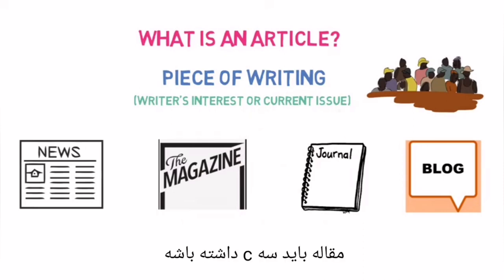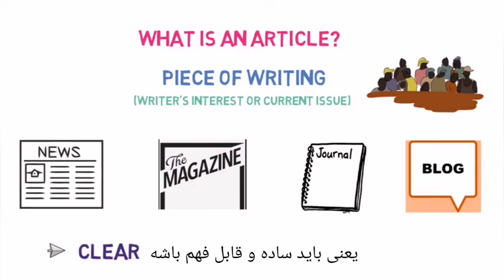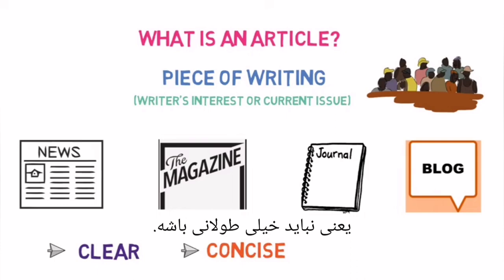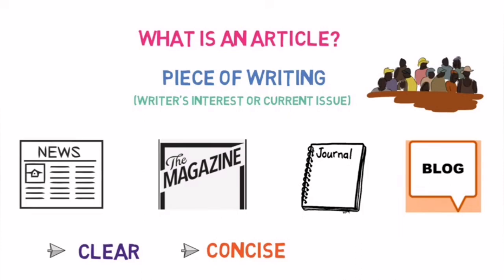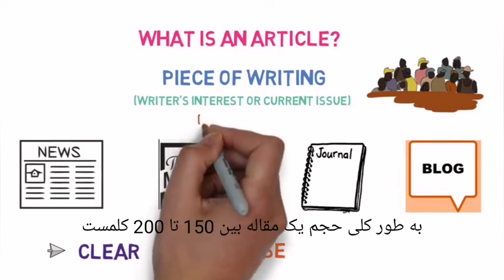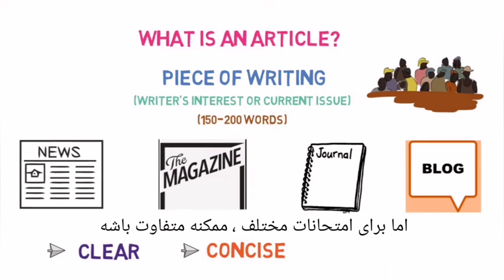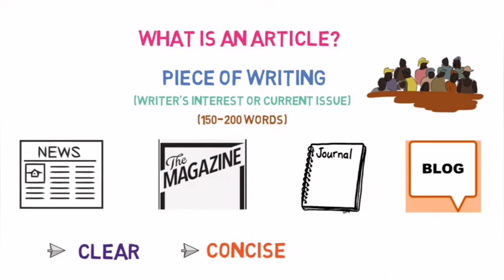The article must have 3 C's in it. Number 1. It must be clear, meaning it should be simple and easy to understand. Number 2. It must be concise, meaning it should not be too long, especially the articles that you are writing for any exams. Generally, the word limit is set to 150 to 200 words, but it may vary as per various exams. So try to stick to the word limit while writing the articles.